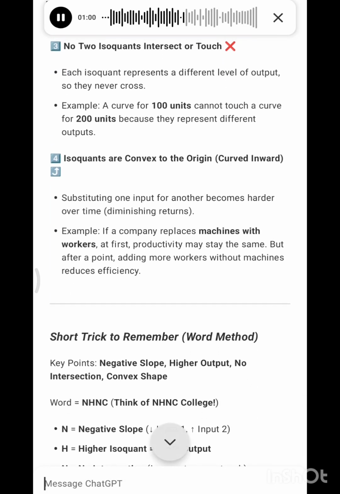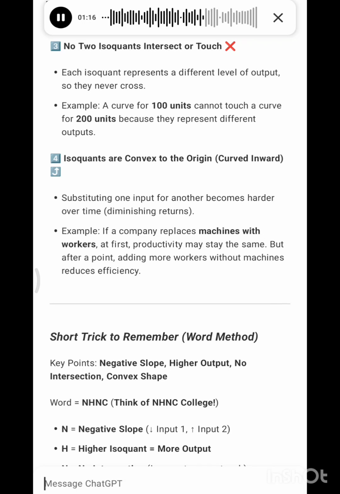Example: a curve for 100 units cannot touch a curve for 200 units because they represent different outputs. 4. Isoquants are convex to the origin, curved inward. Substituting one input for another becomes harder over time, diminishing returns.